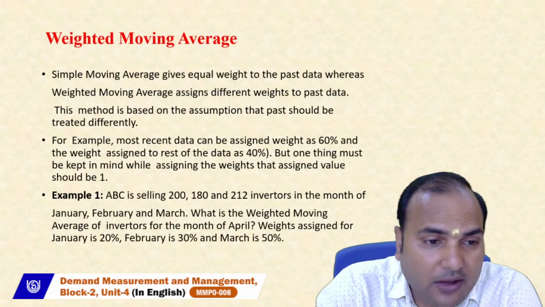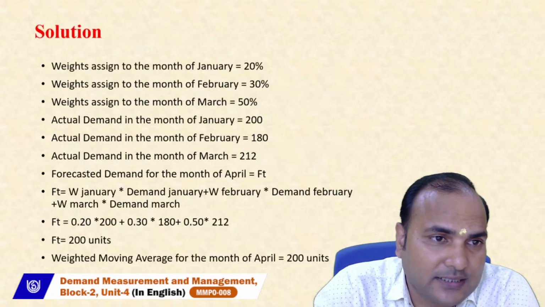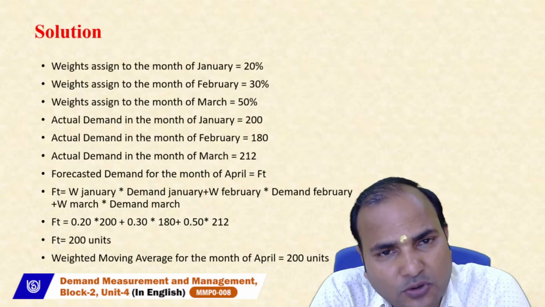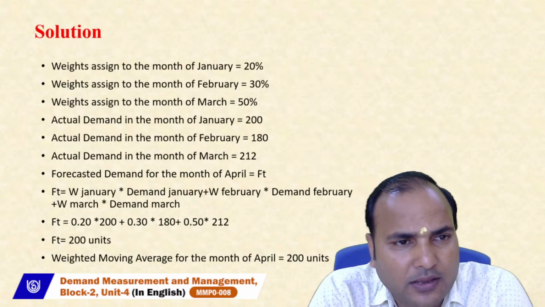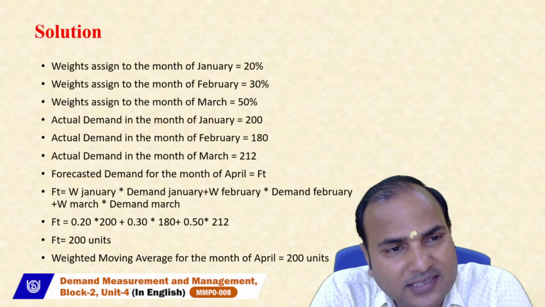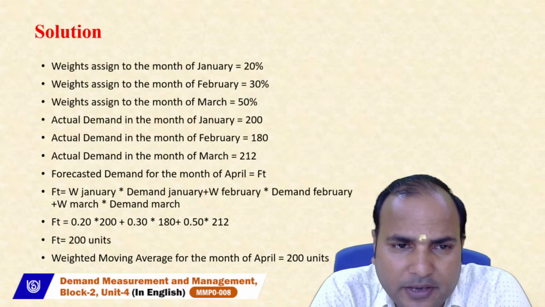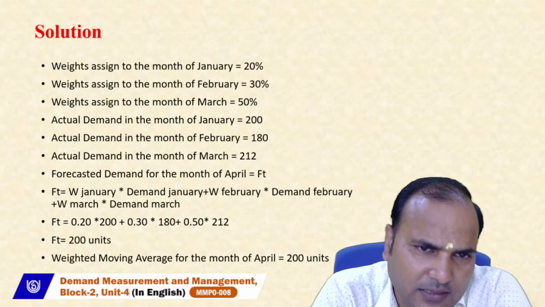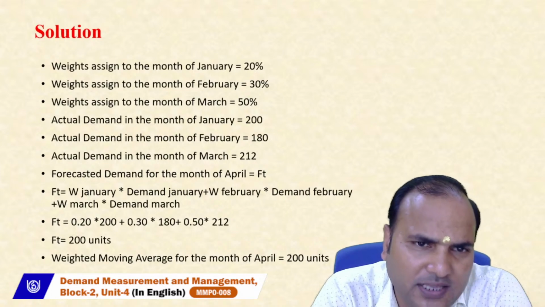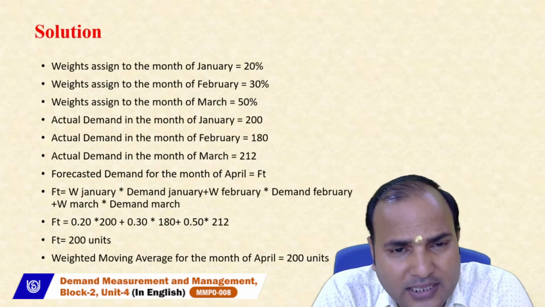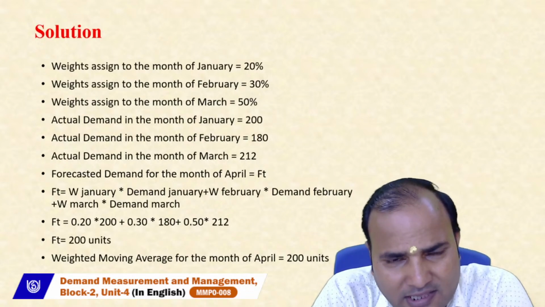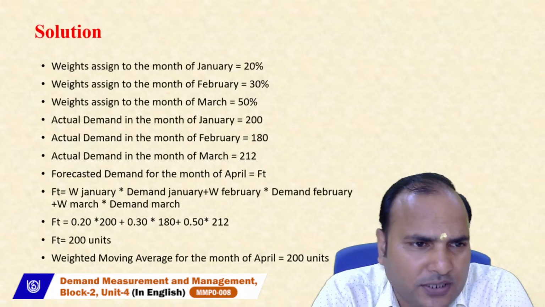Please see how I am solving this. Here the weight assigned to the month of January is 20%, as you have seen. The weight assigned to February is 30% and the weight for the month of March is 50%. Why? Because March is the most recent and February is previous, and January is much earlier than February. So the weights vary accordingly. The most recent is taken as 50%, then 30%, then January is 20%.